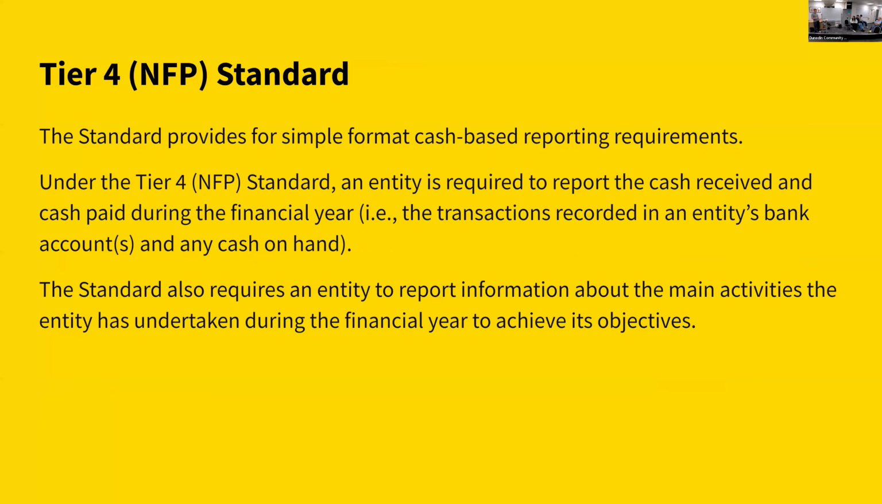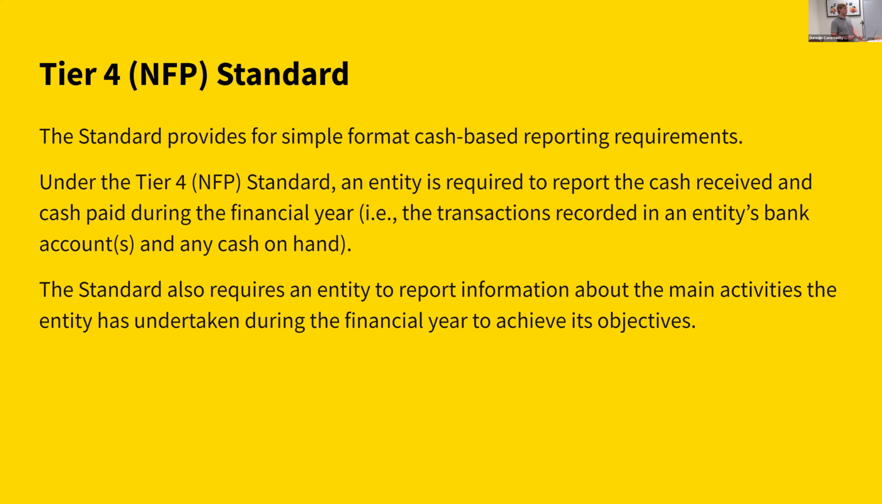So a bit of a rerun. I'm here to talk to you about the Tier 4 NFP standard. This standard aims to provide for simple format cash-based reporting requirements, which are applicable to either a charity or an incorporated society. Under the Tier 4 NFP standards, an entity is required to report the cash received and the cash paid during the financial year. So, for example, these would be the transactions that are recorded in your charity or incorporated society's bank account, or any petty cash that you may have on hand, which may come from donations or other means.